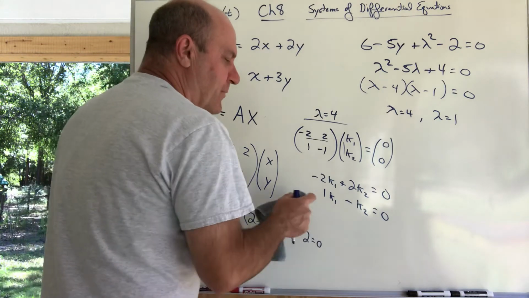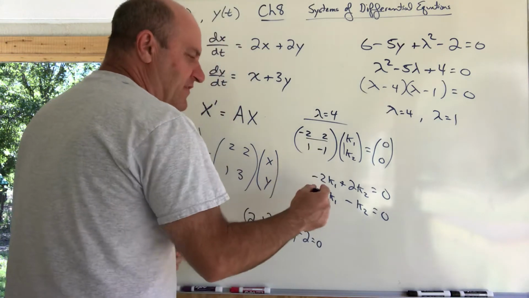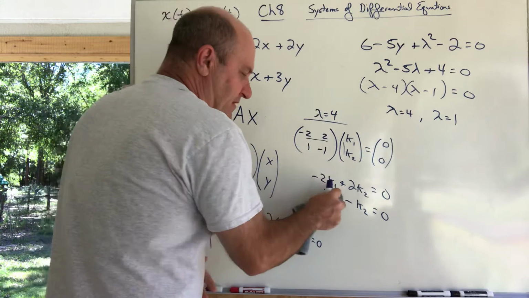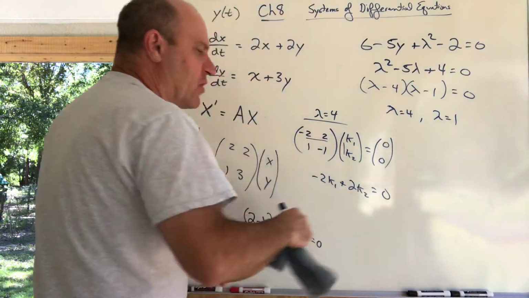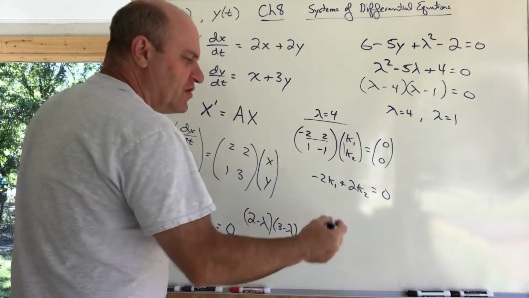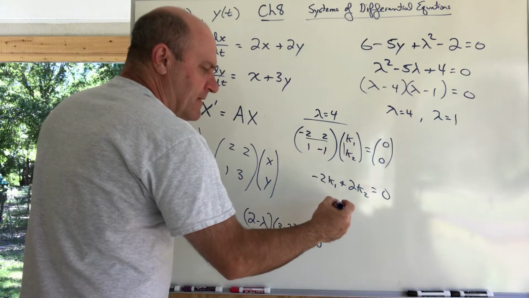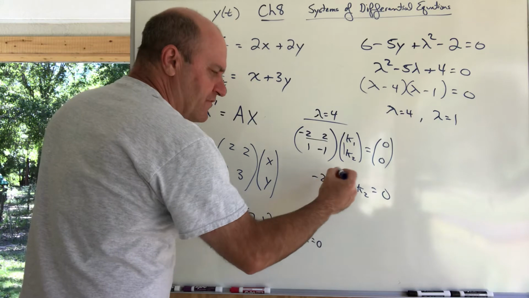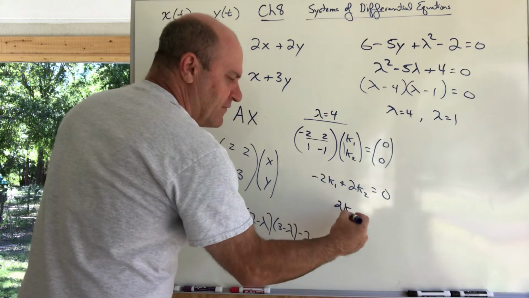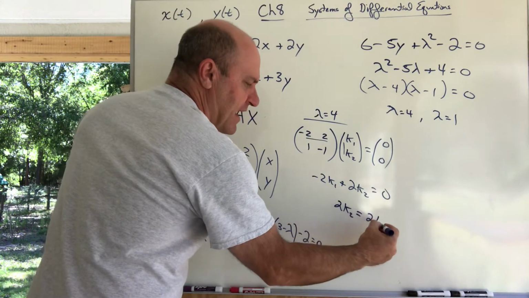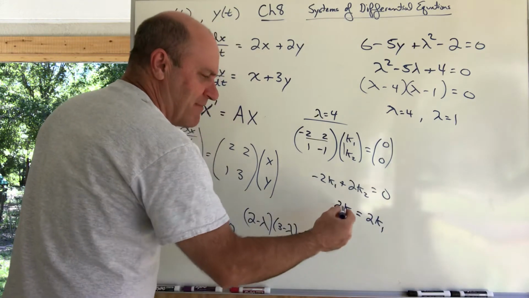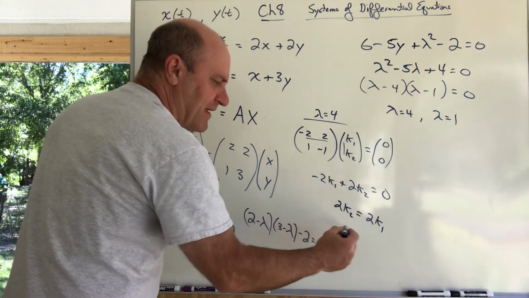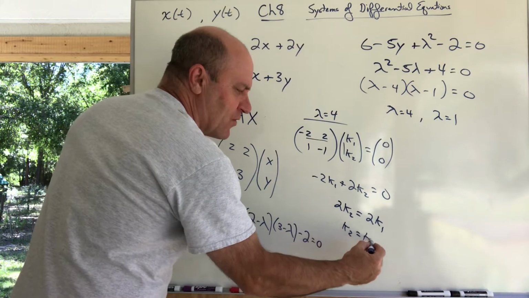And so I'll just go with this top one I had, but the bottom one's a little easier. What I get to do is choose, let me try something here. Let me move this 2k1 over. 2k2 equals 2k1 when you move that over. Maybe you already see what's up. Divide by 2. K2 has to equal K1.